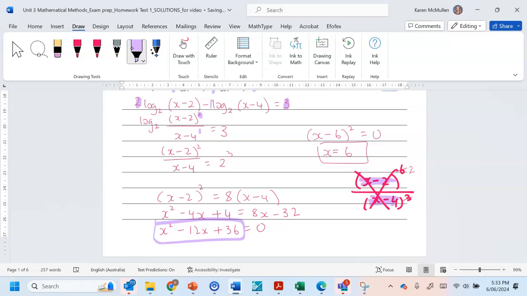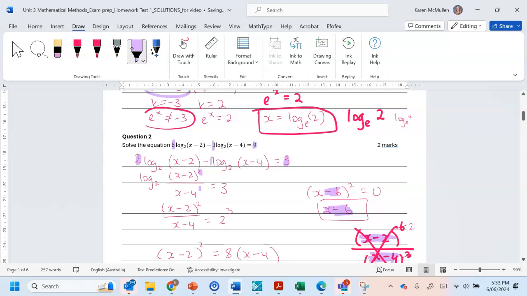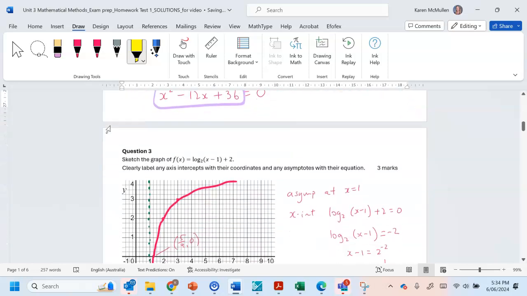So that's going to be -6. So x minus 6 squared. So that means x can only equal 6. And we should just check that our solution is valid. So just here with your argument, when I substitute in that value of 6, it needs to be positive still. So 6 minus 2 is 4, 6 minus 4 is 2. So awesome, all good.